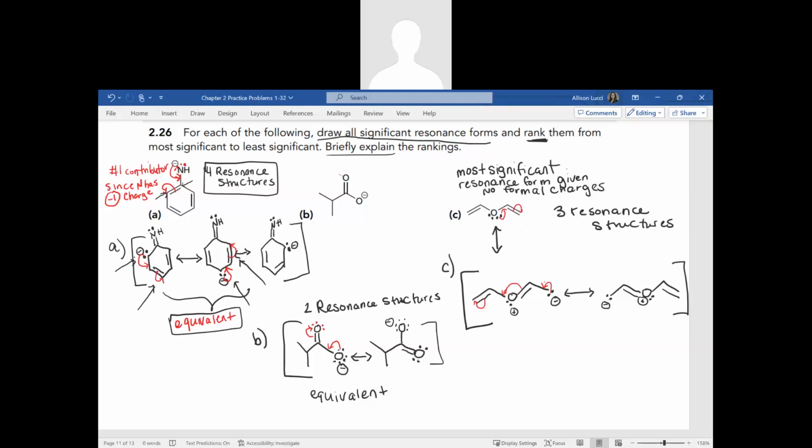The first resonance structure would be our main contributor, our number 1 contributor, since nitrogen has the negative formal charge and it is more electronegative than carbon.